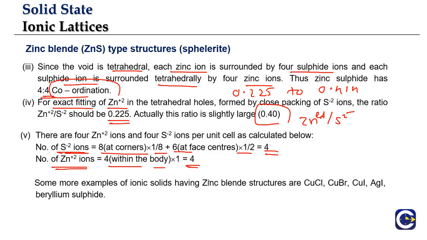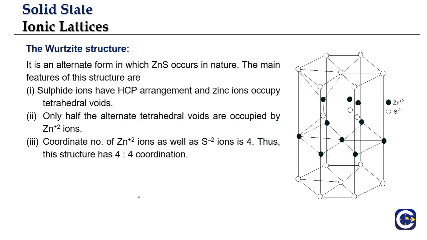I'm talking about the examples of the zinc blende structure. We have copper chloride, copper bromide, copper iodide, silver iodide, beryllium sulfide, BeS. All of them are basically examples of the zinc blende type of structure or sphalerite structure. Now we said there is one more form in which the ZnS can exist, and that is what we call the Wurtzite form. So what is this Wurtzite form?